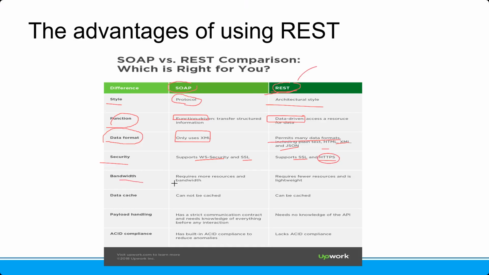For the bandwidth, SOAP requires more resources and bandwidth, but the REST API requires only fewer resources and it is lightweight. About the data cache, SOAP cannot be cached. Cache means it cannot be saved in the client. And the REST API, you can cache, you can put into the client environment. So for example, you have cookies. So you can put the data in your computer cookies. That's why people nowadays do not want to use SOAP and they want to use REST API more.